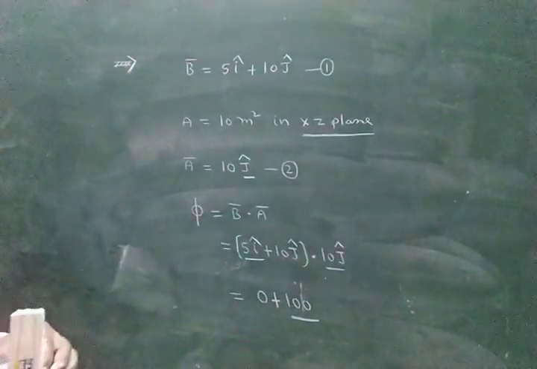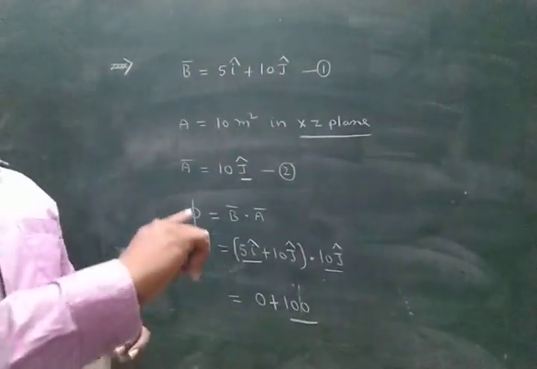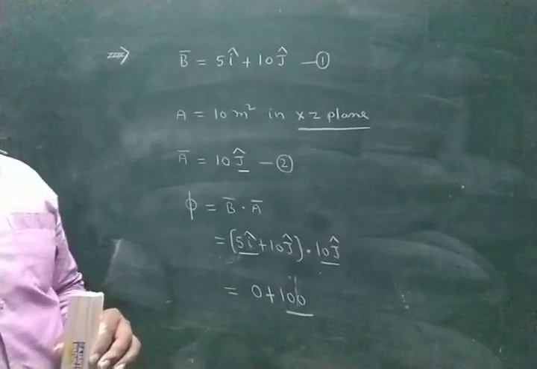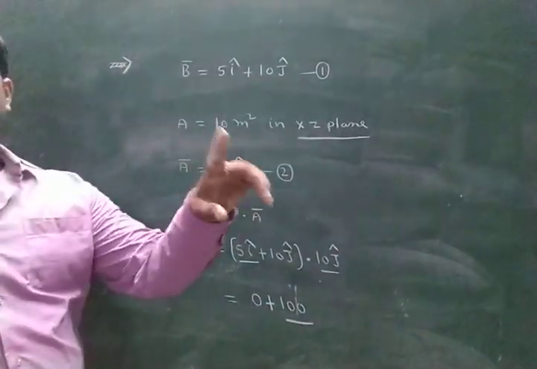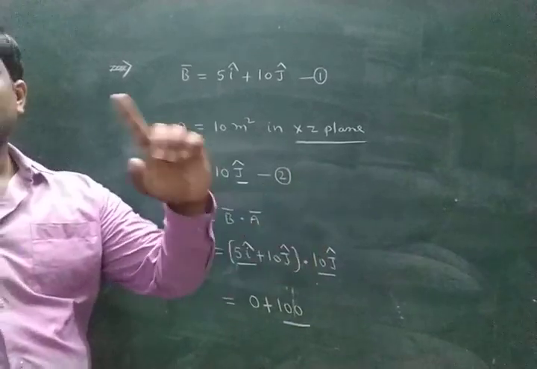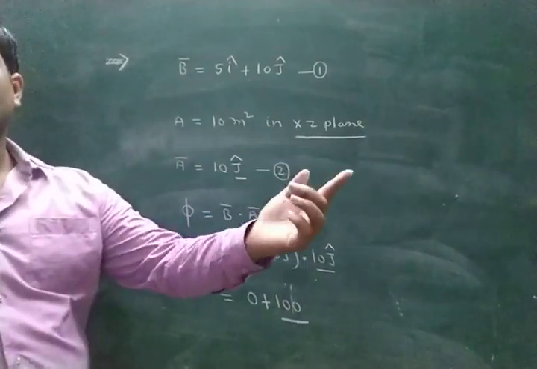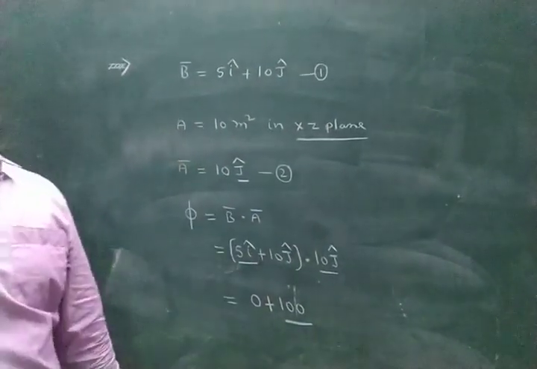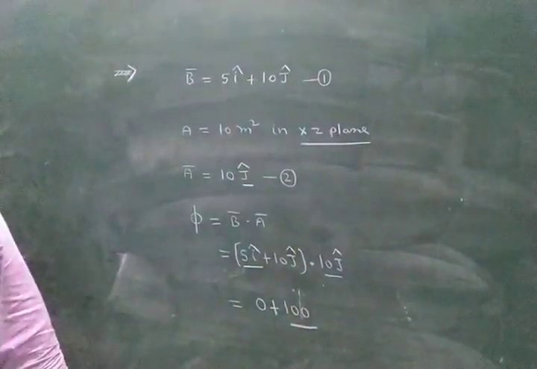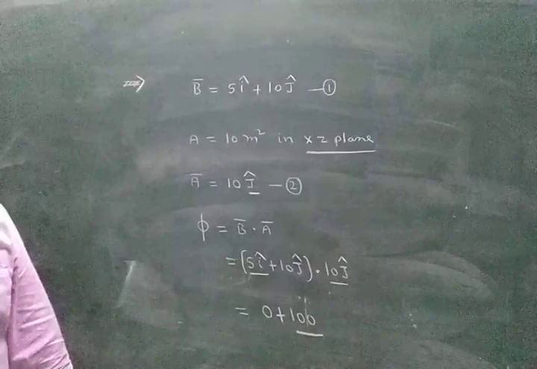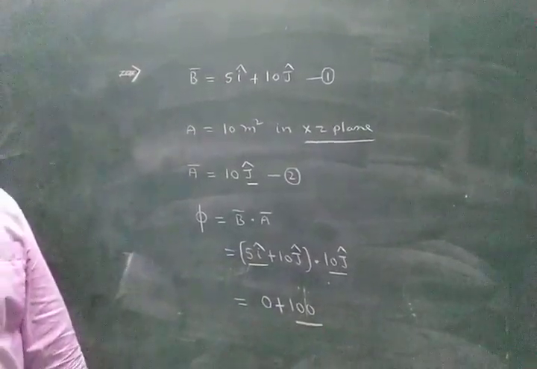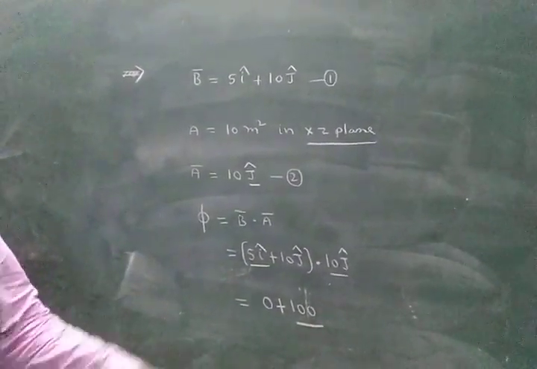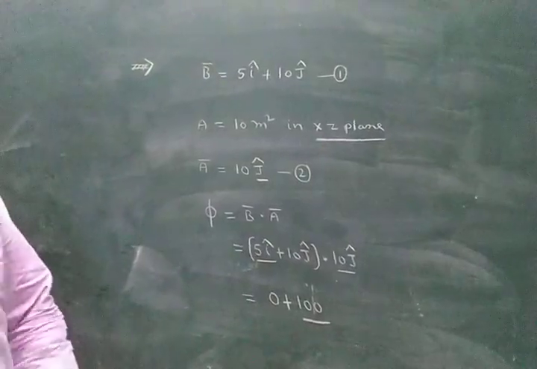100. In the dot product, same vectors multiply to 1, different ones become 0. i dot i 1, j dot j 1, k dot k 1, i dot j 0, j dot k 0, k dot i 0. Okay, this is the problem. Complete.